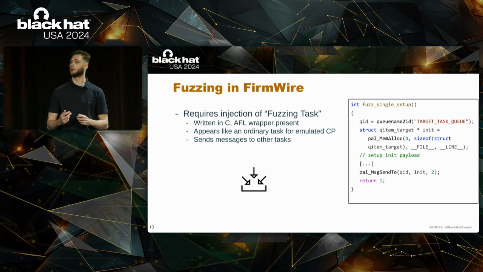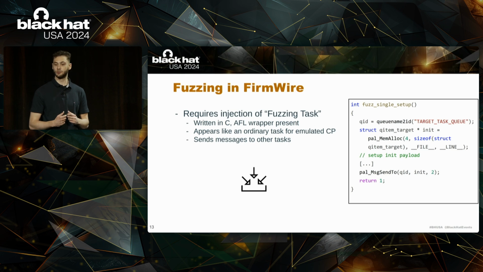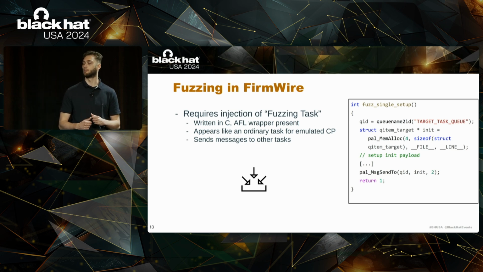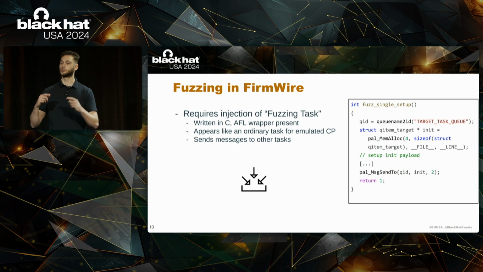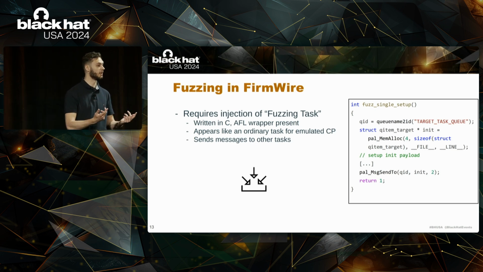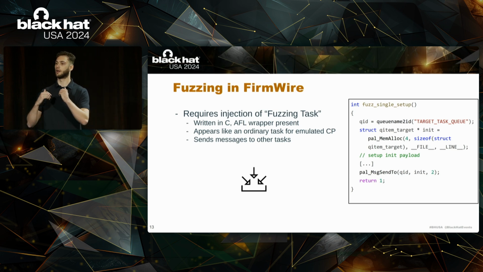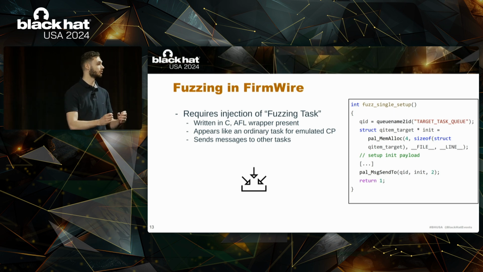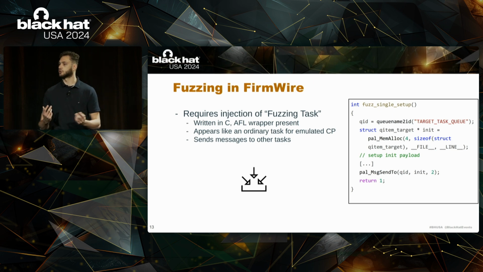If we look at the example of the fuzz single setup, we see two functions, pal_mem_alloc and pal_message_send_to, and these are actually functions from the baseband. The pal_mem_alloc is an allocation function from the baseband, and pal_message_send_to is a function to which you give your fuzzing input, and it will put your data into the queue of the task that you're targeting. So we need to allocate an item struct, set some magic bytes, and then send it to the task that we're interested in to initialize the task.